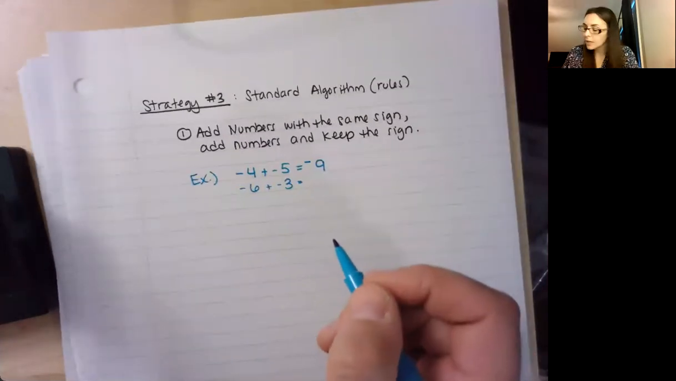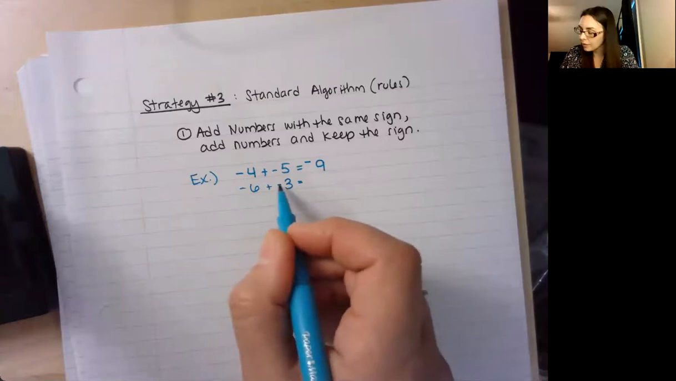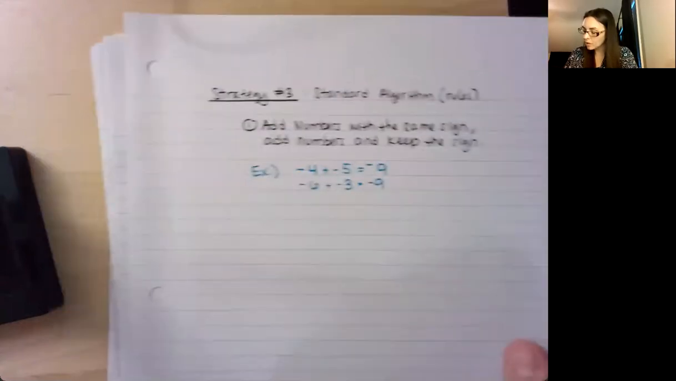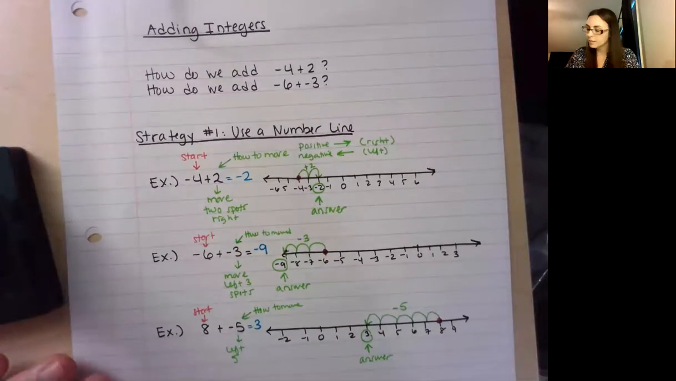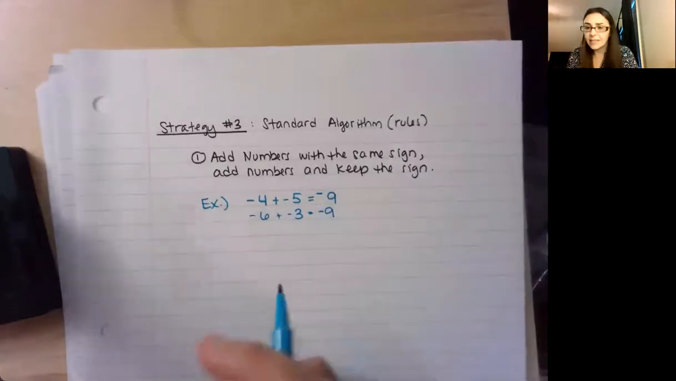We already did this one. 6 plus 3 is 9, and they're both negative, so it stays. And if you go back to your other strategies, we can see we already show that using the number line and using that positive and negative chart. And we can extend this.